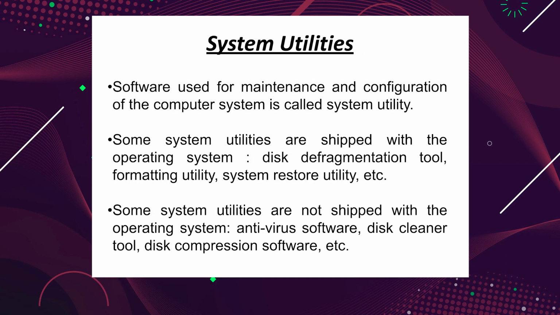The second one is system utilities. Software used for maintenance and configuration of the computer system is called system utility. Some system utilities are delivered with the operating system, for example, disk defragmentation tool, formatting utility, system restore utility. There are some system utilities that are not delivered with the operating system, but are required to improve the performance of the system. For example, antivirus software, disk cleaner tool and disk compression software.